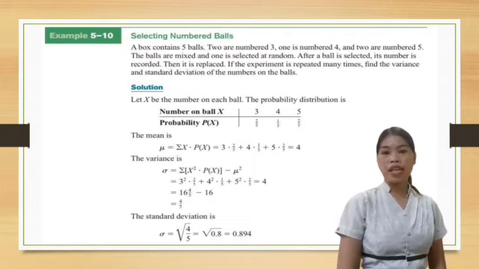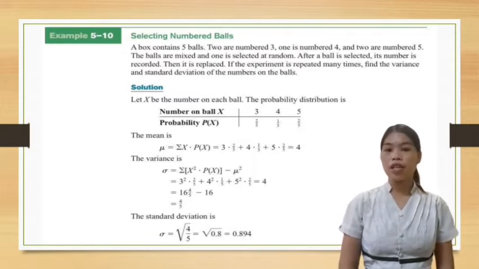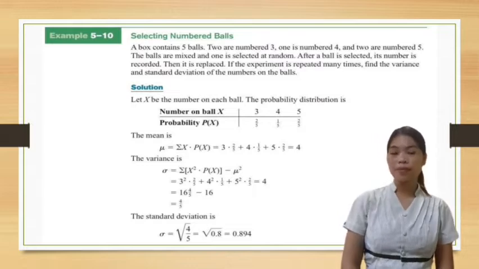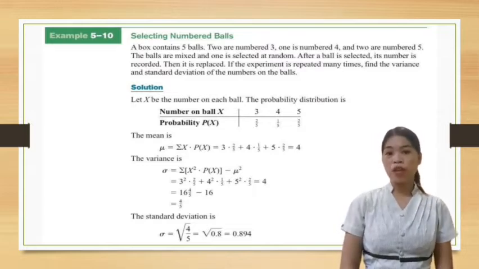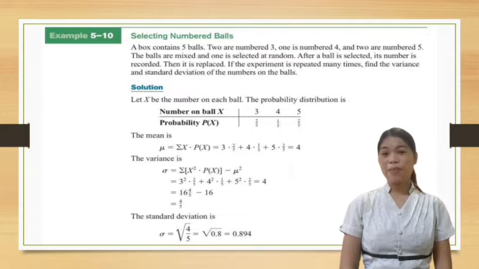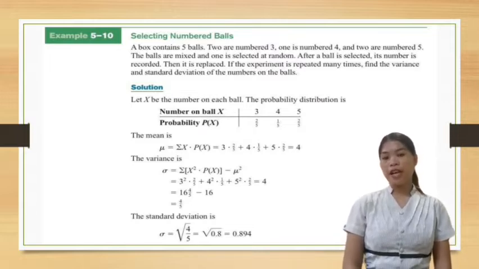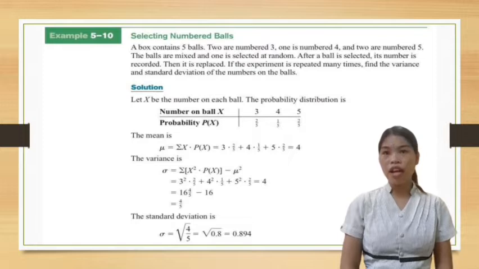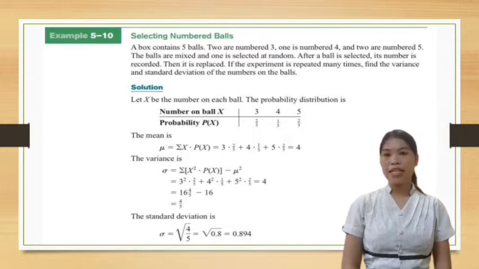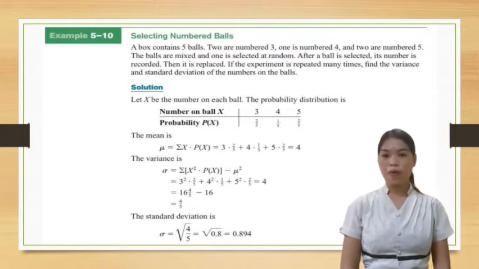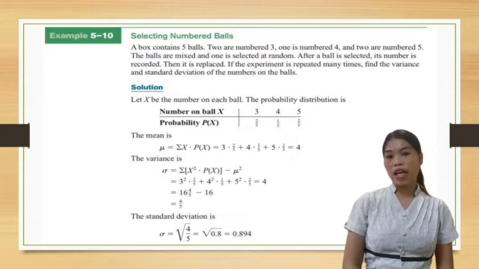So, the corresponding probabilities: for the number 3 ball, the probability is 2/5. For number 4, 1/5. For number 5, 2/5. So, the first thing we will do is get the mean. So, the formula of the mean is the summation of x times p of x. So, 3 times 2/5 plus 4 times 1/5 plus 5 times 2/5 equals 4. So, 4 is our mean.